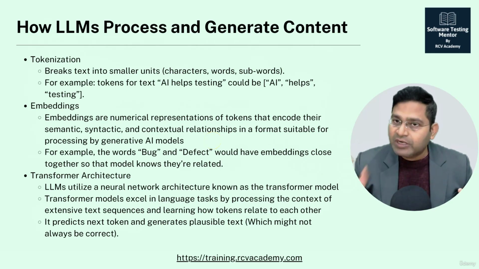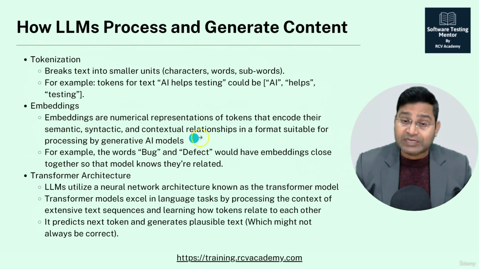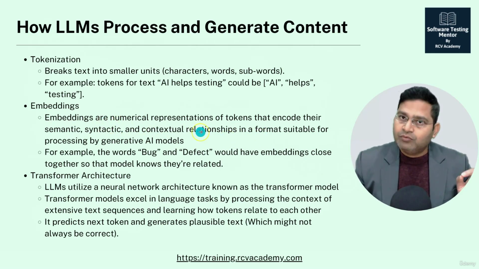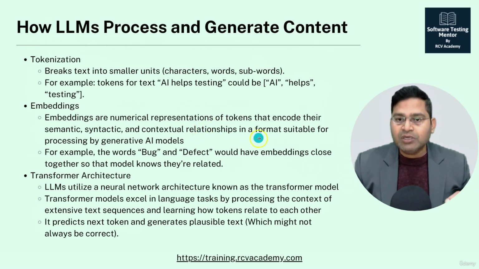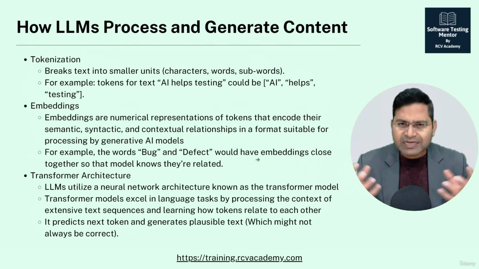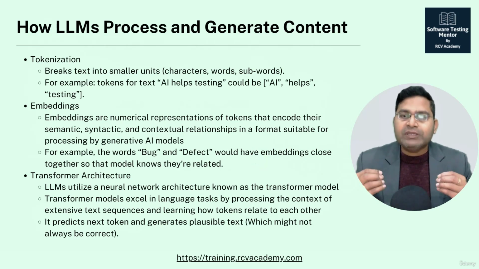What if the word is help, then what could come next logically in plain English? So that's how this semantic, syntactic and contextual relationship is identified, or how the AI model or LLM identifies that. Embeddings are a numerical representation of the token that encodes these details and is suitable for processing by the generative AI model. For example, the words bug and defect would have embeddings that are close together because they are similar, right? So the model knows that they are related.